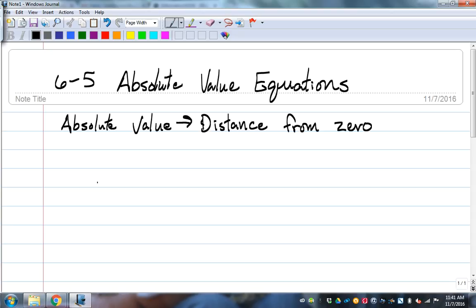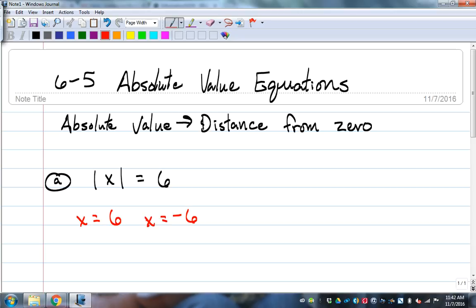Absolute value is distance away from 0. Okay, so if we're talking about distance away from 0, when we do an equation like the absolute value of x is equal to 6, how many numbers are 6 units away from 0? There's 2 numbers that are 6 units away from 0. What are those 2 numbers? Yeah, 6 and x equals negative 6.